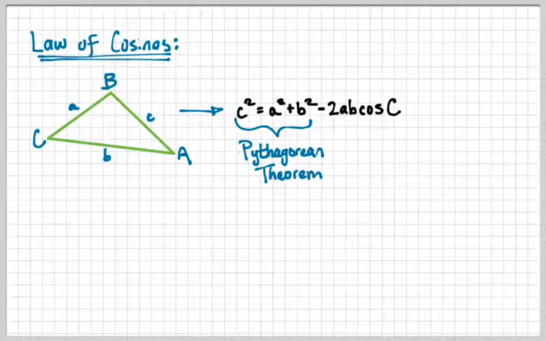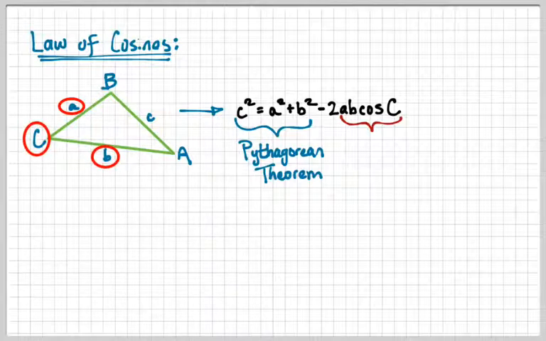So this minus 2ab cosine c, some of you probably recognize that that looks like the area formula for a non-right triangle, 1/2 ab sine of c. So if we go back to our triangle ABC, I'll go ahead and circle these, A, B, and C, you have your side, angle, side. That's that relationship again. So that's what you're looking for here. Side, angle, side. That will help you identify what is C, what is A, and what is B.